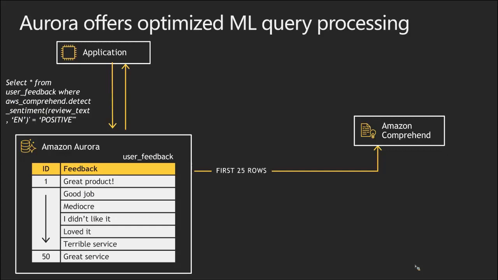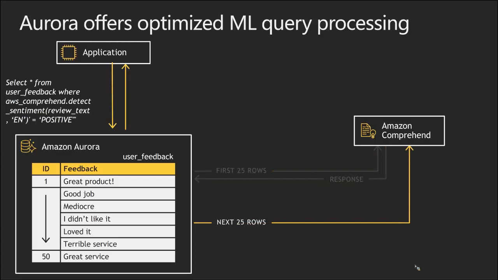And while Comprehend is working on that, which could take a few milliseconds or however long it takes, the Aurora database could go on and do other things. It could handle other queries or whatever it needs to do. And once the response is back, it's ready to pass it back to the application. If you had 50 rows in the table, then the application would wait for the query to come back while the Aurora database is sending batches of 25 rows at a time.